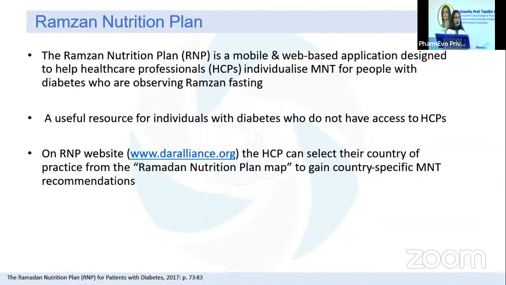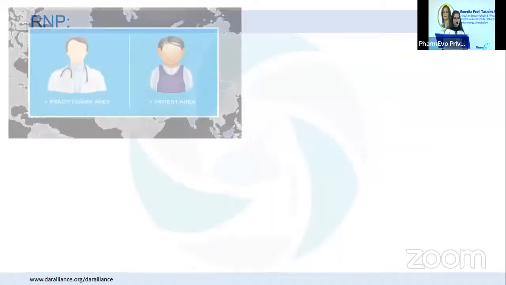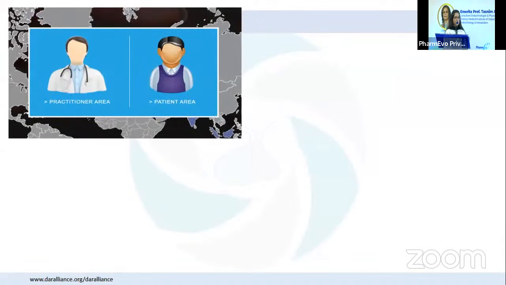And the healthcare professional can select their country and can gain country-specific recommendations. Currently, Pakistan is not on the map, and the work is under progress, but we can take help from other countries. So when you go to this website, it will ask whether you are a practitioner or patient, and then whether weight loss is required or weight maintenance is required, and what is the gender and what is the height. And then it gives a whole 7-day plan of sehri, iftari, and snacks.